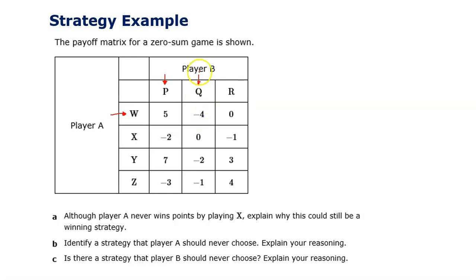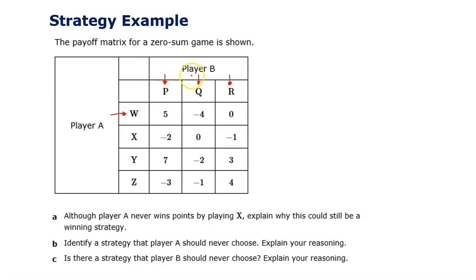But if player B chooses Q, it turns out to be better for player B. Player A will lose 4 points. And if player B chooses R, then it's effectively a draw, no points for either side. Where these values have come from doesn't really matter. But if player A knew that player B was going to play Q, player A definitely wouldn't pick W. We'd pick a different one. We'd probably pick X.